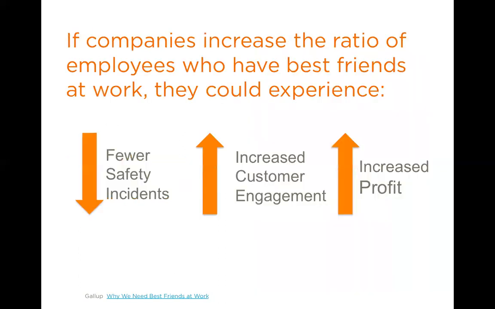If companies are able to increase the ratio of employees who have a best friend at work, they can experience a decrease in safety incidents, increase customer engagement, and increase profits. Right now, only 2 in 10 US employees strongly agree that they have a best friend at work. The number that would be important to increase this to would be 6 in 10.